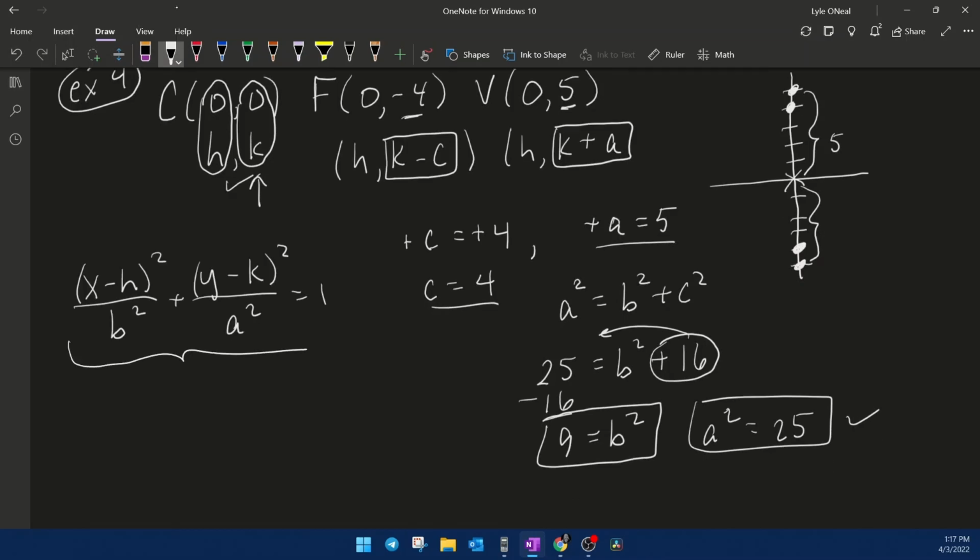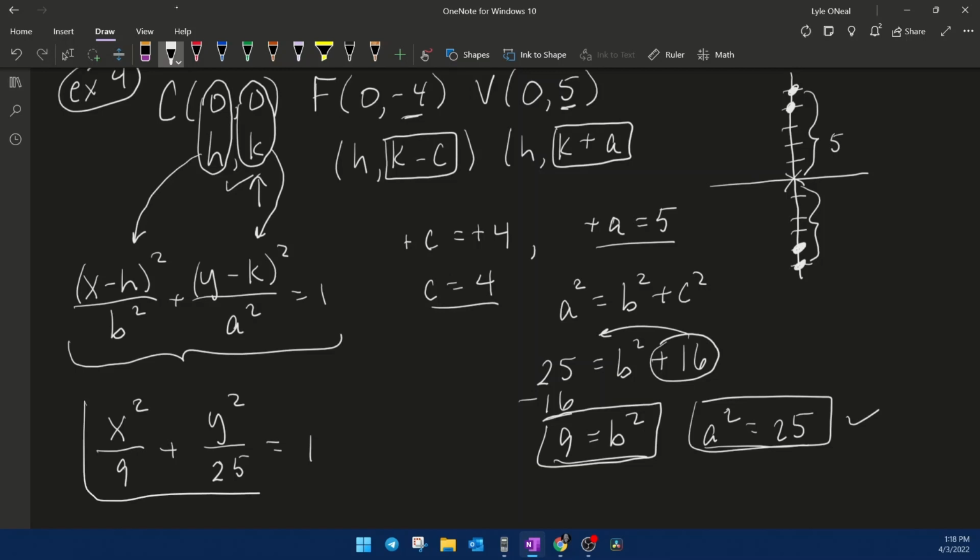Starting with the standard form equation that we have in our information sheet and doing a little plug and play. If h is 0, x minus 0 is just x squared over b squared, which we know is 9, plus if k is 0, y minus 0 is just y squared over a squared, which is 25, and that's going to equal 1, and that's going to do it for this example.